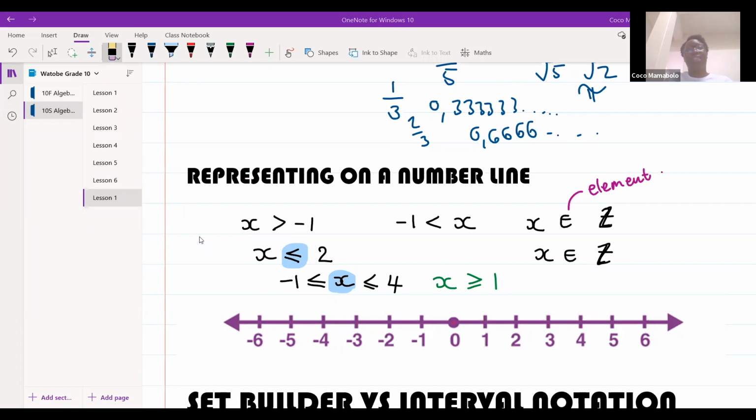Well done, all right, guys. Excellent. So this is how we express integers.